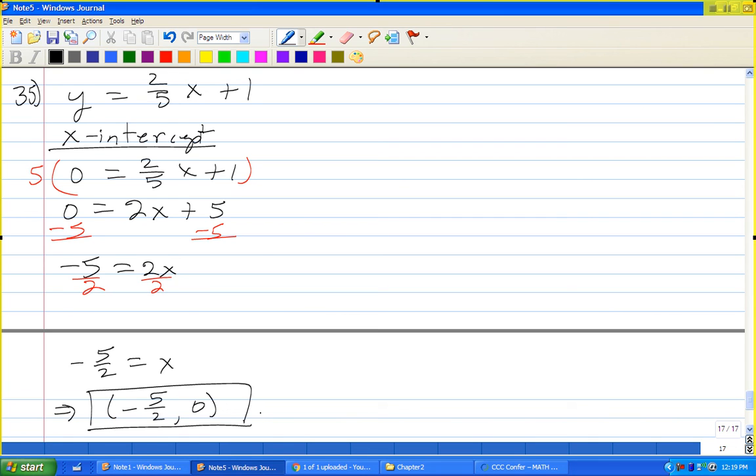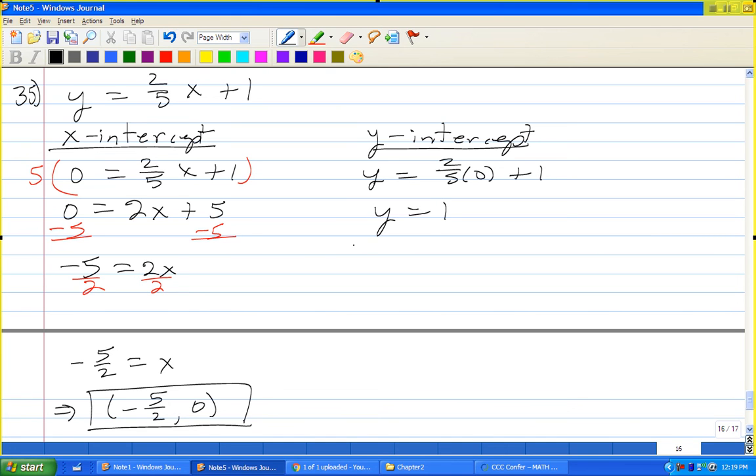Let's find the y-intercept. Set x equal to 0. And solve for y. 2/5 times 0 is 0, plus 1 is 1. And so that says that 0, 1 is your y-intercept. Okay.